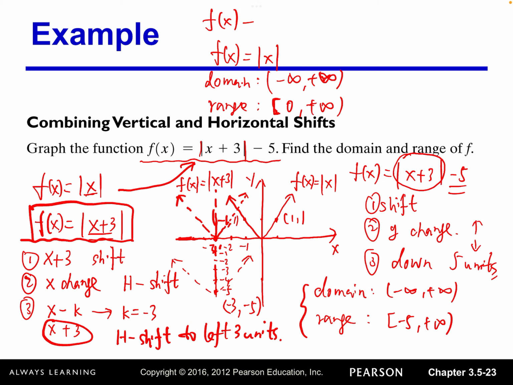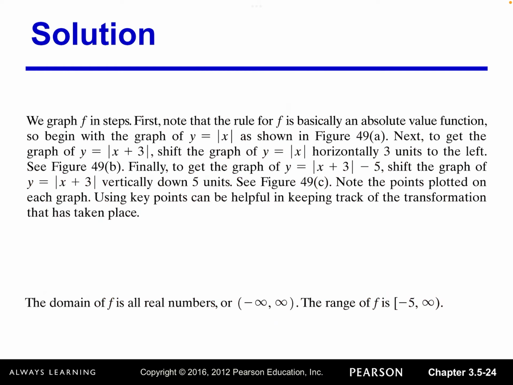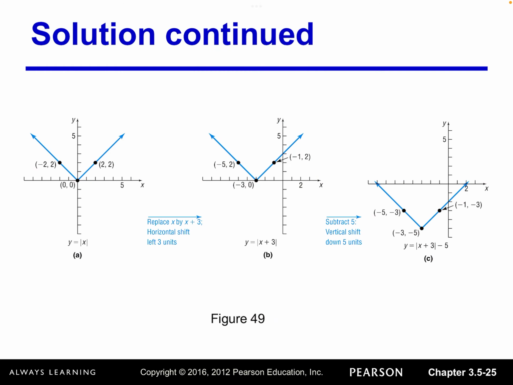Okay, so we went through 2 steps of transformation from the key function in the library, the absolute value function, and then got the graph of this function. The 2-step transformation is: first step, horizontally shifting to the left-hand side 3 units. And the second step is vertically shifting down 5 units. So 2 transformations got us here. And then we can look at a more accurate graph step by step.